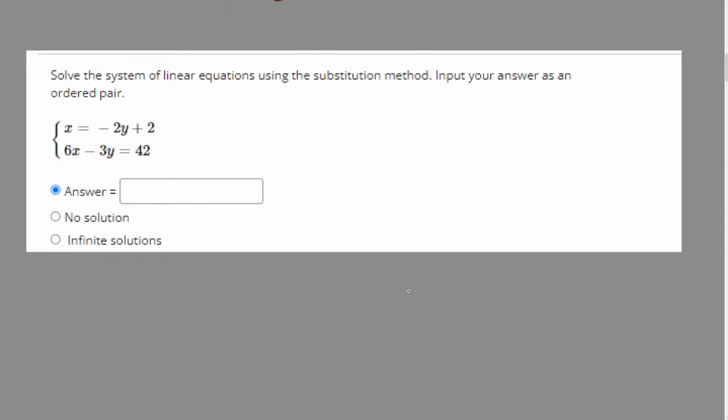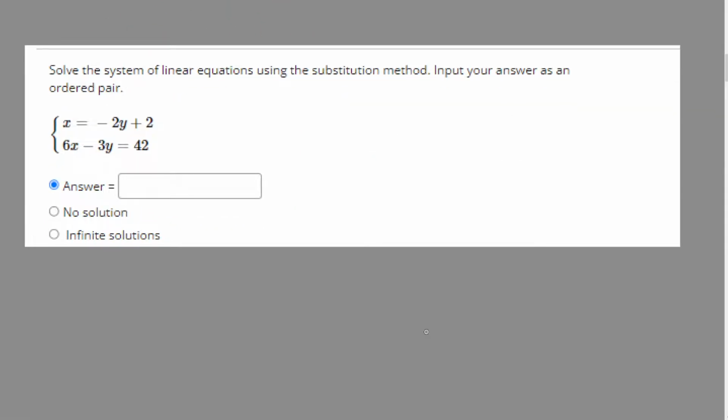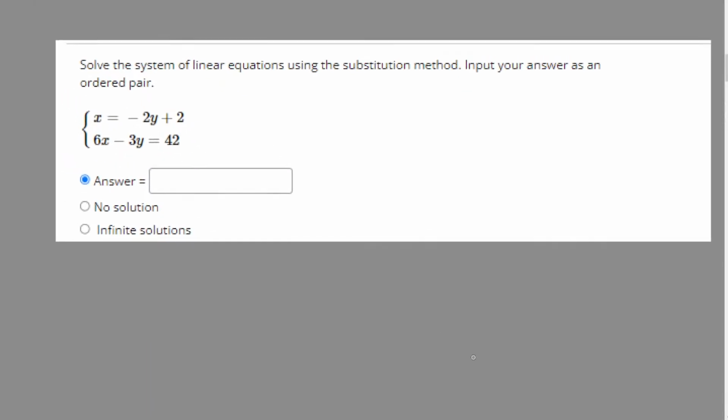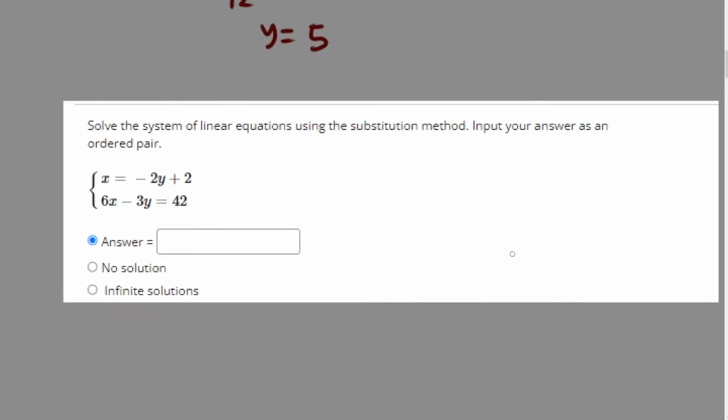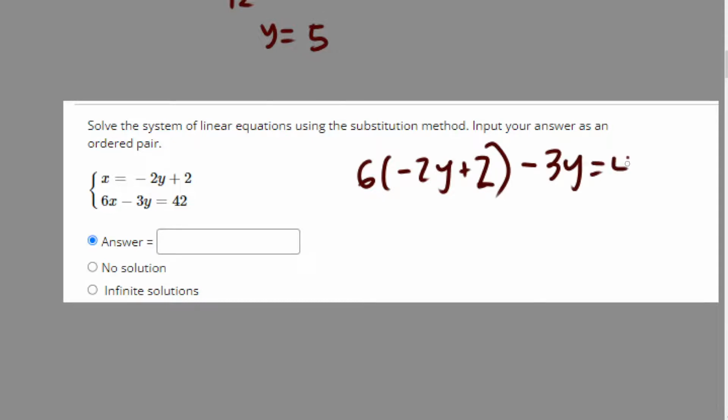Now, this one's telling us to solve the system of linear equations using the substitution method. Input your answer as an ordered pair. I'll just go through a few more examples of this to make sure that you have it, and then there'll be some examples that have some interesting aspects to them near the end. So this one already has the x by itself. So we have 6 times negative 2y plus 2, because this is what x equals, minus 3y equals 42.